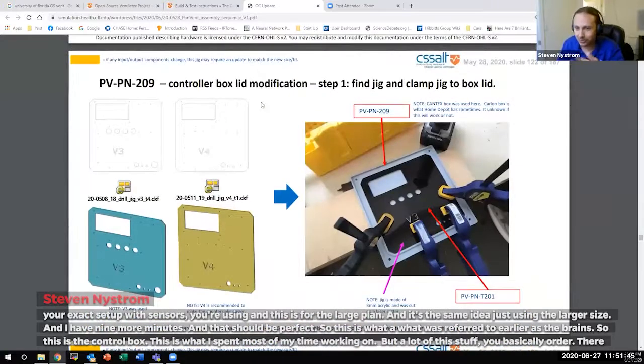So this is what was referred to earlier as the brains. So this is the control box. This is what I spent most of my time working on.